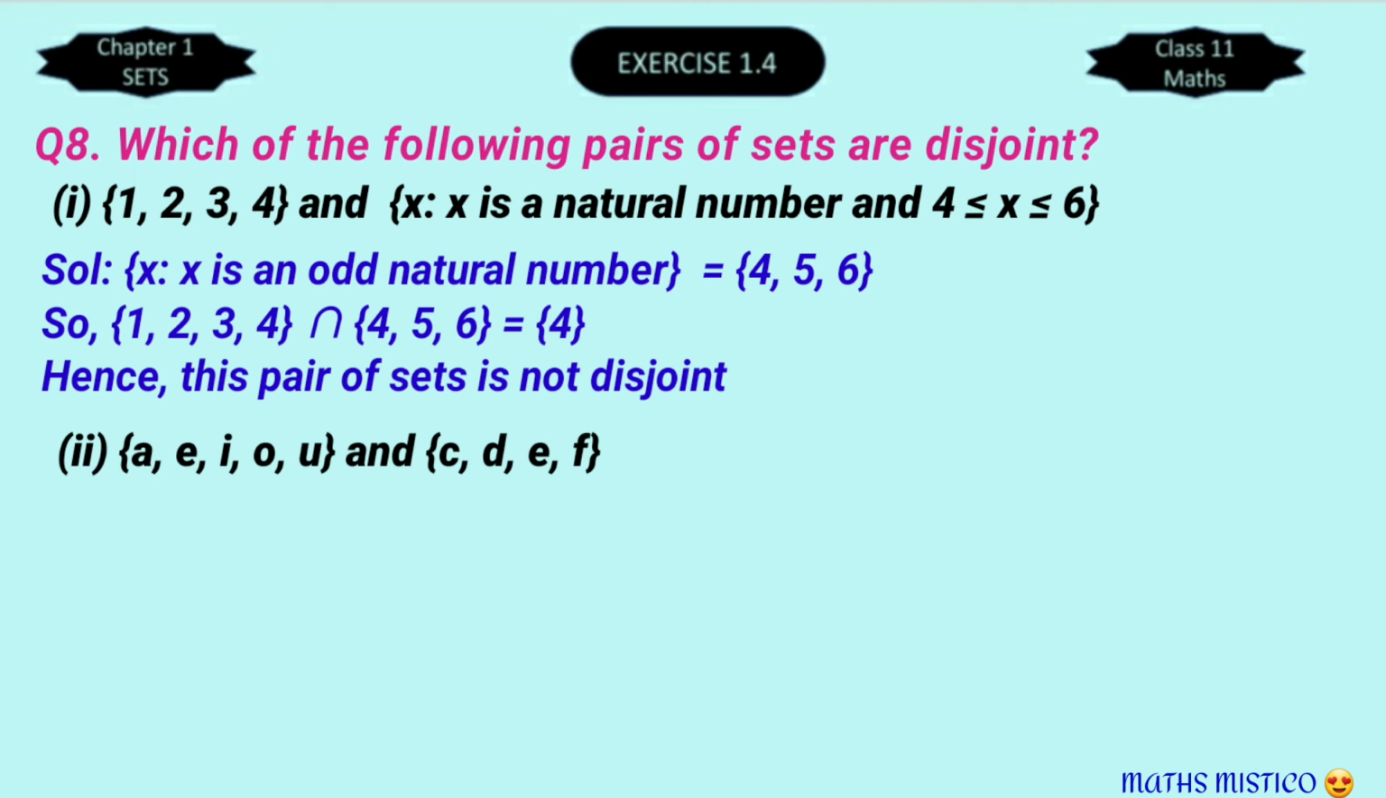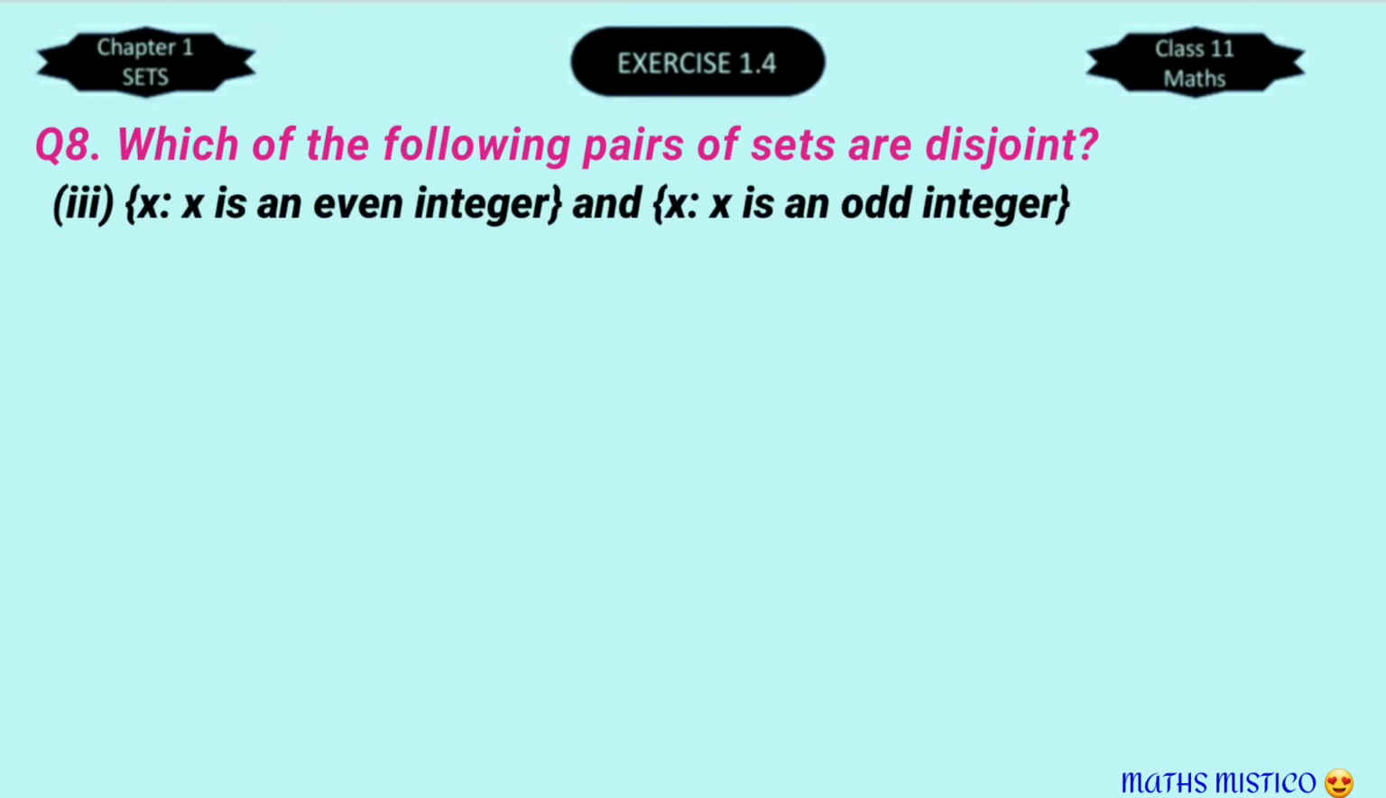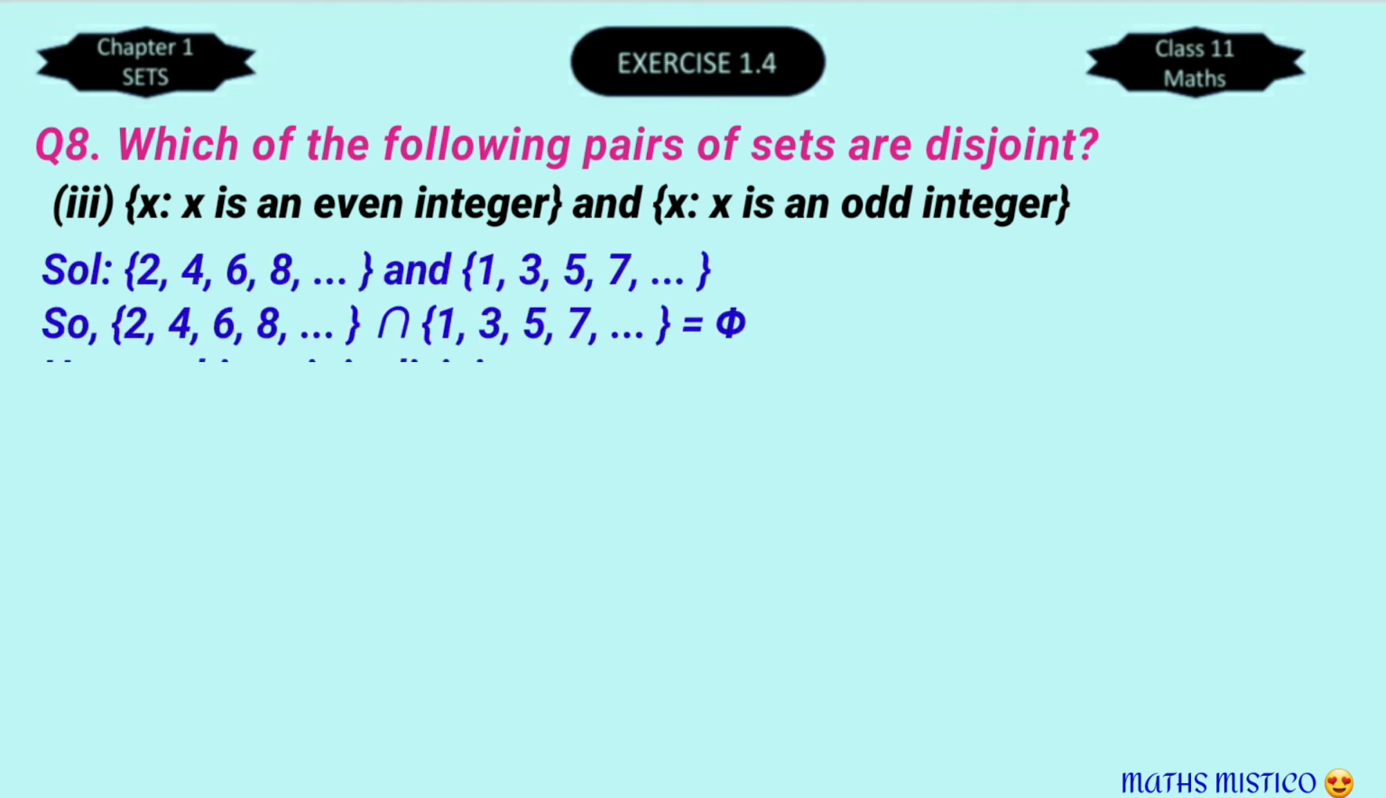You can clearly see that in the second part E is a common element. Even if one element is common, the sets are not disjoint. In the third part, the numbers 2, 4, 6, etc. belong to the first set, while the second set has numbers 1, 3, 5, etc. So clearly the intersection of these two sets gives us the set phi. So this pair is disjoint.